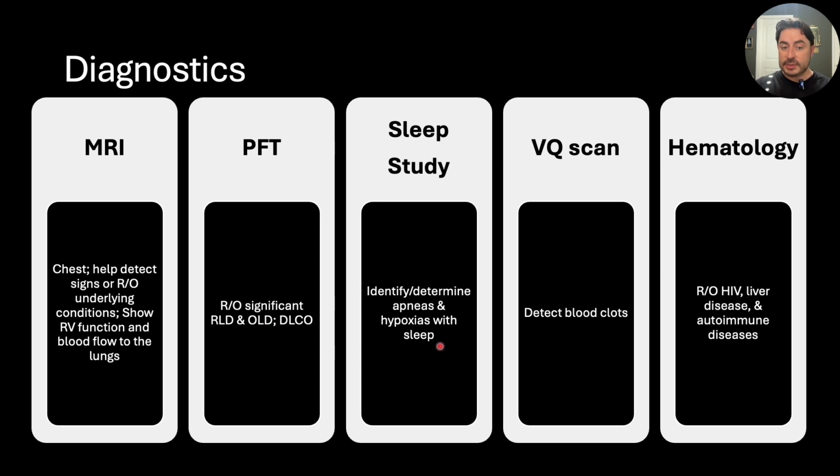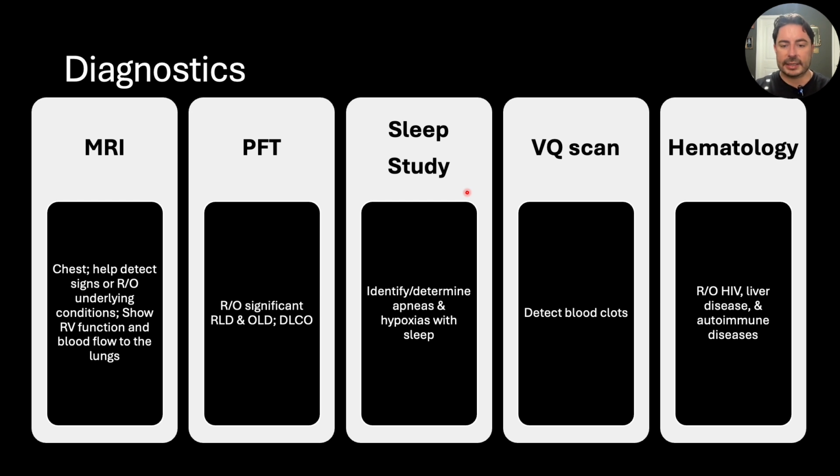We could do a sleep study. This is our first time to see a sleep study. Another name for a sleep study is polysomnography. And this we would definitely look at to identify and determine if apneas or hypoxias during sleep are the cause of that pulmonary hypertension.